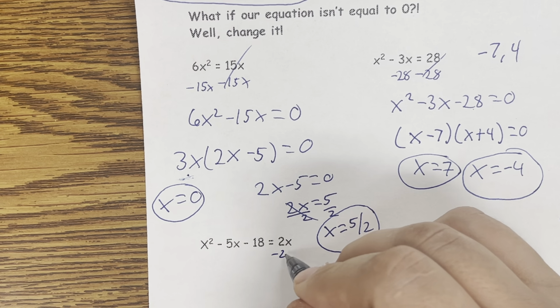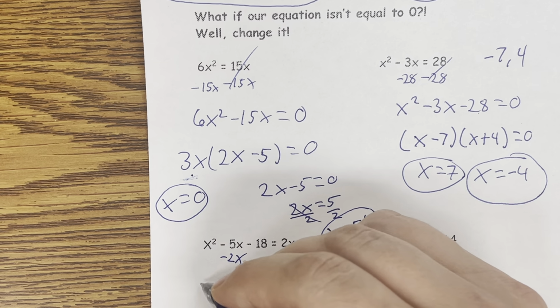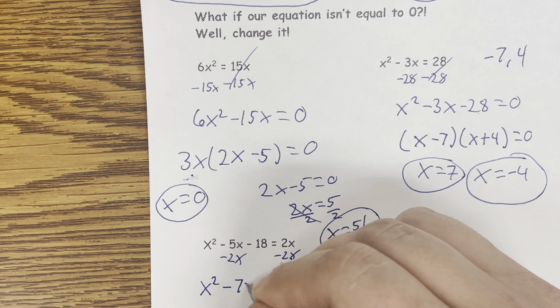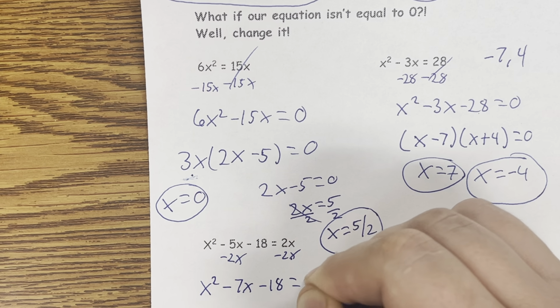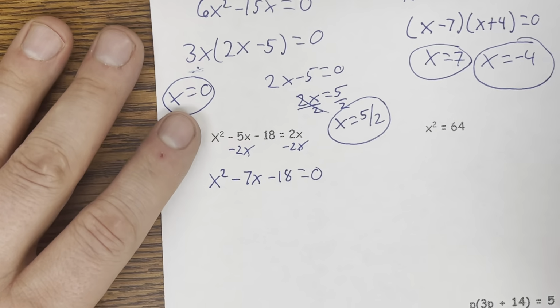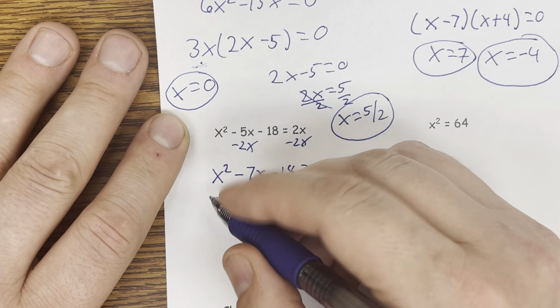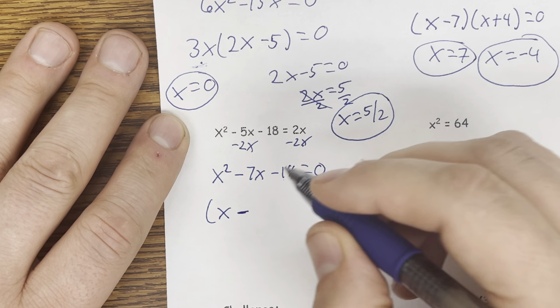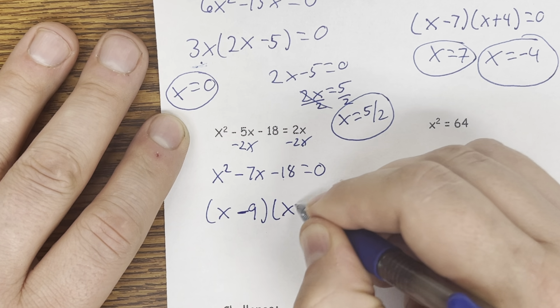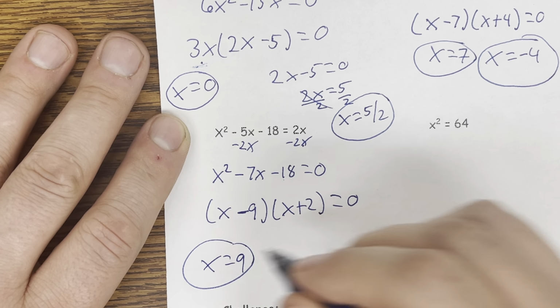Bring the 2x over. Now keep in mind x's go with x's, so that has to go with the 5x. So I'd have x squared minus 7x minus 18 equals 0. A little bit easier to solve this one, okay? Factors of negative 18 that add up to negative 7: that'd be an x minus 9 and an x plus 2 equals 0. Solve it. x equals 9.